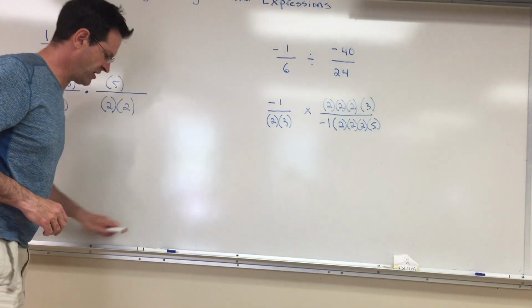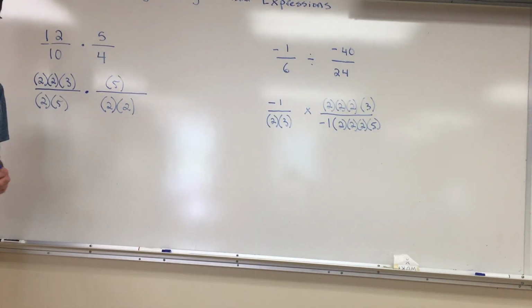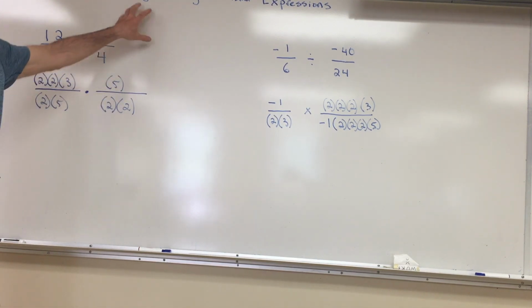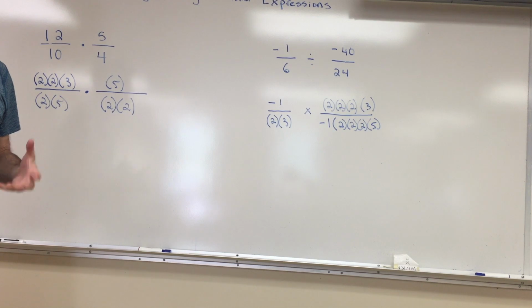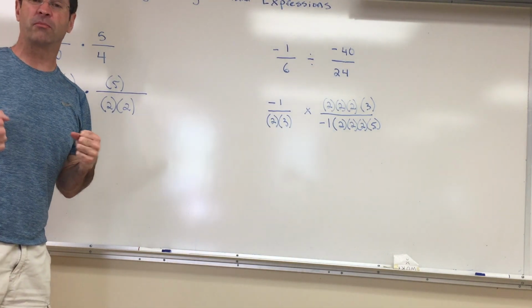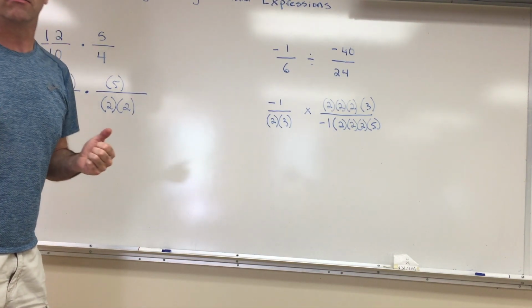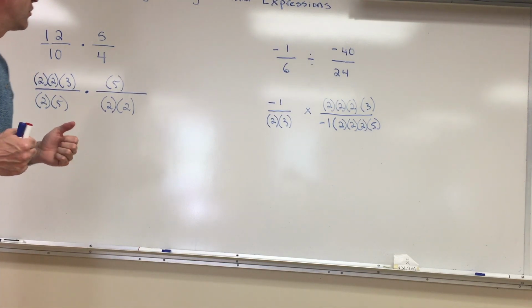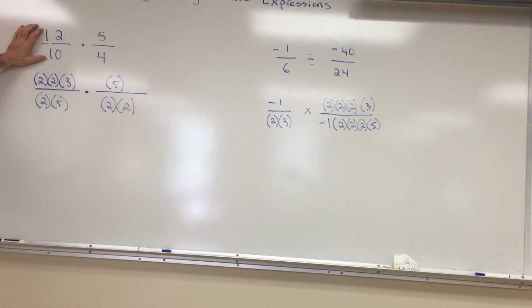Hi everybody, we're looking at chapter 6.2 now, multiplying and dividing rational expressions. Multiplying and dividing rational expressions, we follow kind of the same process as if we were multiplying and dividing fractions or rational numbers. So for instance, 12 divided by 10 times 5 divided by 4.